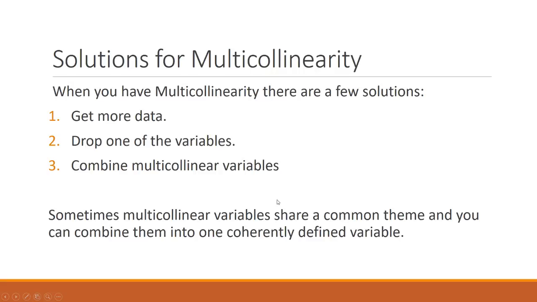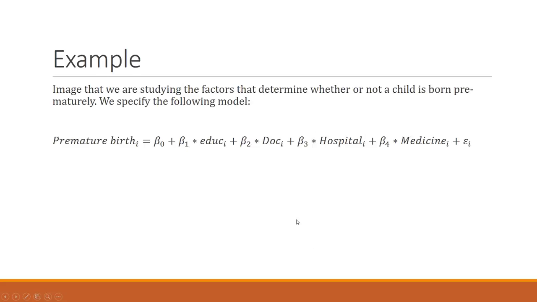All right, the next one, combine multicollinear variables. Sometimes multicollinear variables share a common theme, and you can combine them into one coherently defined variable. This isn't necessarily an interaction term. This is combining them in some meaningful way. That could be an interaction term, but oftentimes it's something different. Let me give you an example.